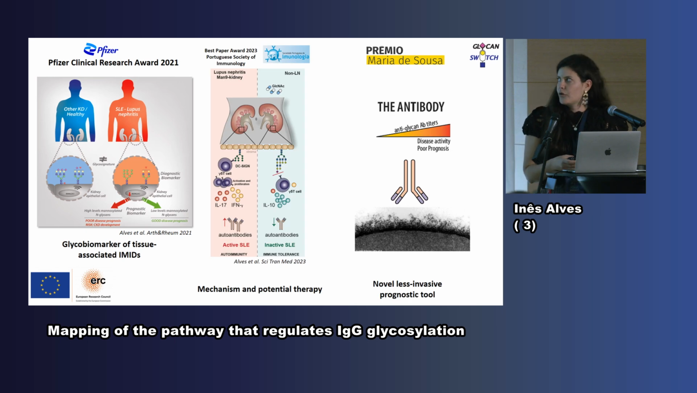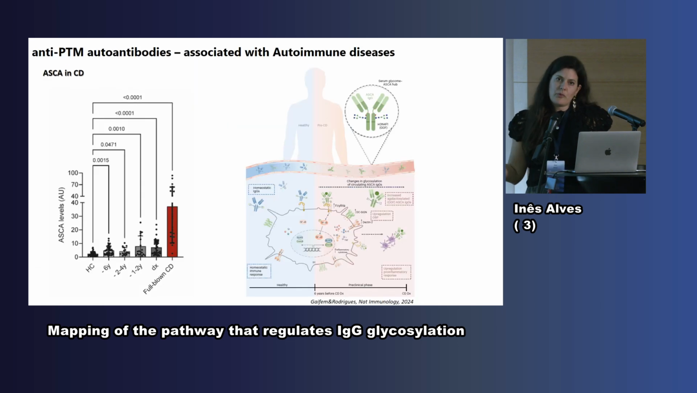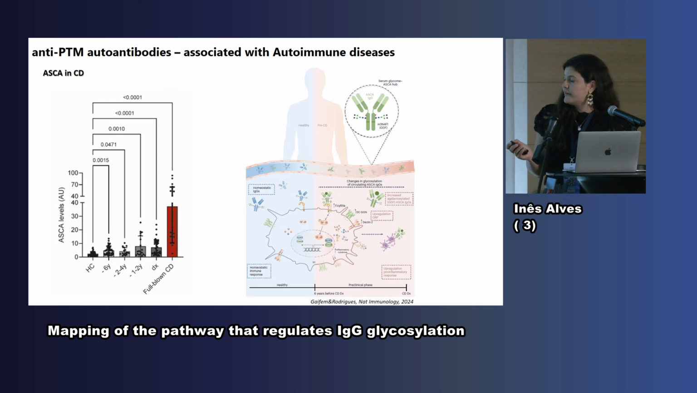And now we are moving on to try to understand if we can find an anti-glycan antibody that can help to monitor these patients in the circulation, and that can be specific for lupus nephritis. Anti-post-translational modification antibodies are not new. They have been described for many years, and as Salome presented yesterday, we can find anti-Saccharomyces cerevisiae antibodies up to 6 years before the establishment of Crohn's disease. And these are not bystander antibodies. They are actually pathogenic, and they can influence the development of the disease.